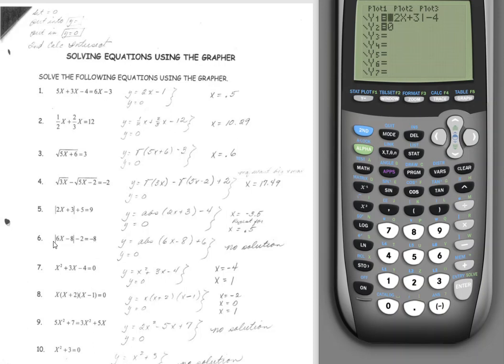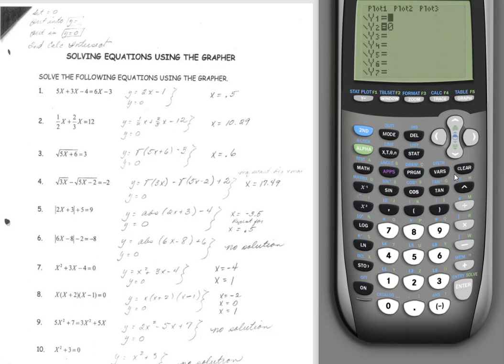If you put it in, you're going to see an absolute value V that's never going to hit the x-axis. It'll either be up in the air here or going down here. So it has to hit the x-axis, otherwise it's no solution. All right, parabola, that we could do, we would get 2 things. Let's try number 8.